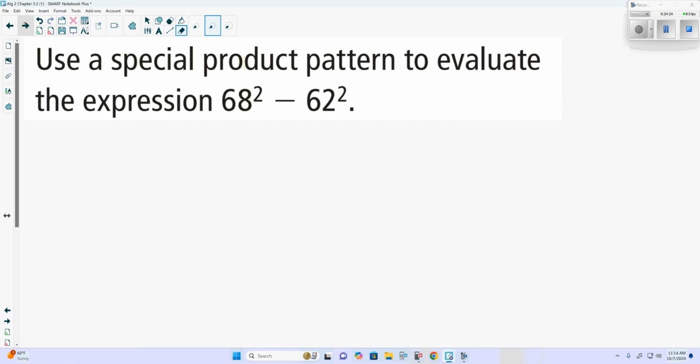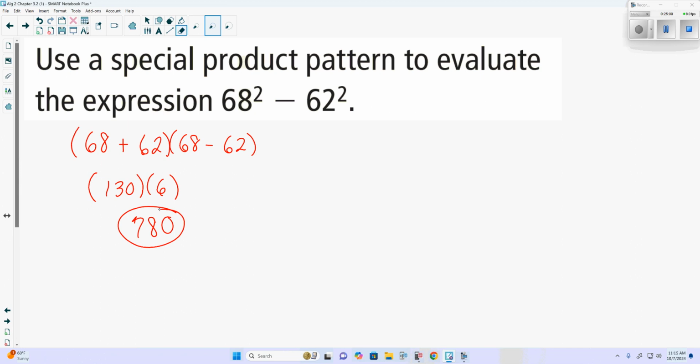If I tried, I could. We ready for this one here? Okay. So first thing we can do is write it as 68 plus 62 times 68 minus 62. 68 plus 62 is 130 times 6. Questions on this so far?